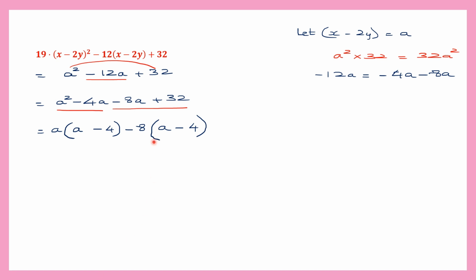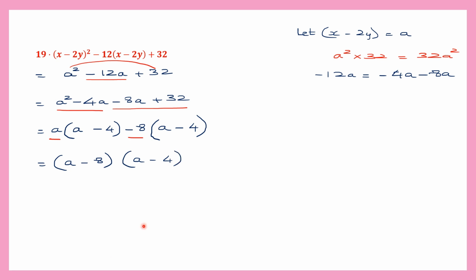Now multiply. You can cross check and see whether this is correct. So minus 8 into a is minus 8a. Minus 8 into minus 4 is plus 32. That means this is correct. So now let's take these two and this make the first factor. So this is a minus 8 and the other one is a minus 4.